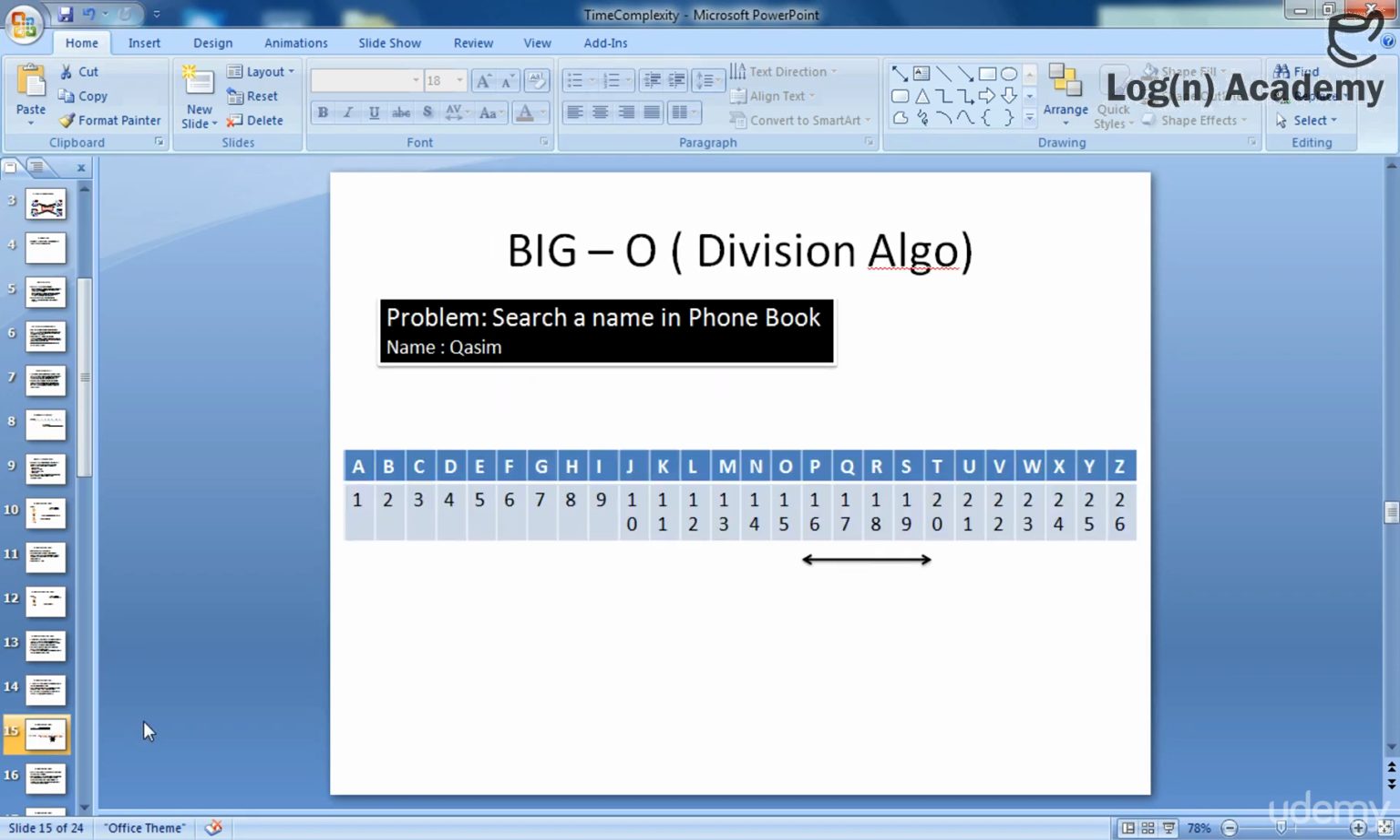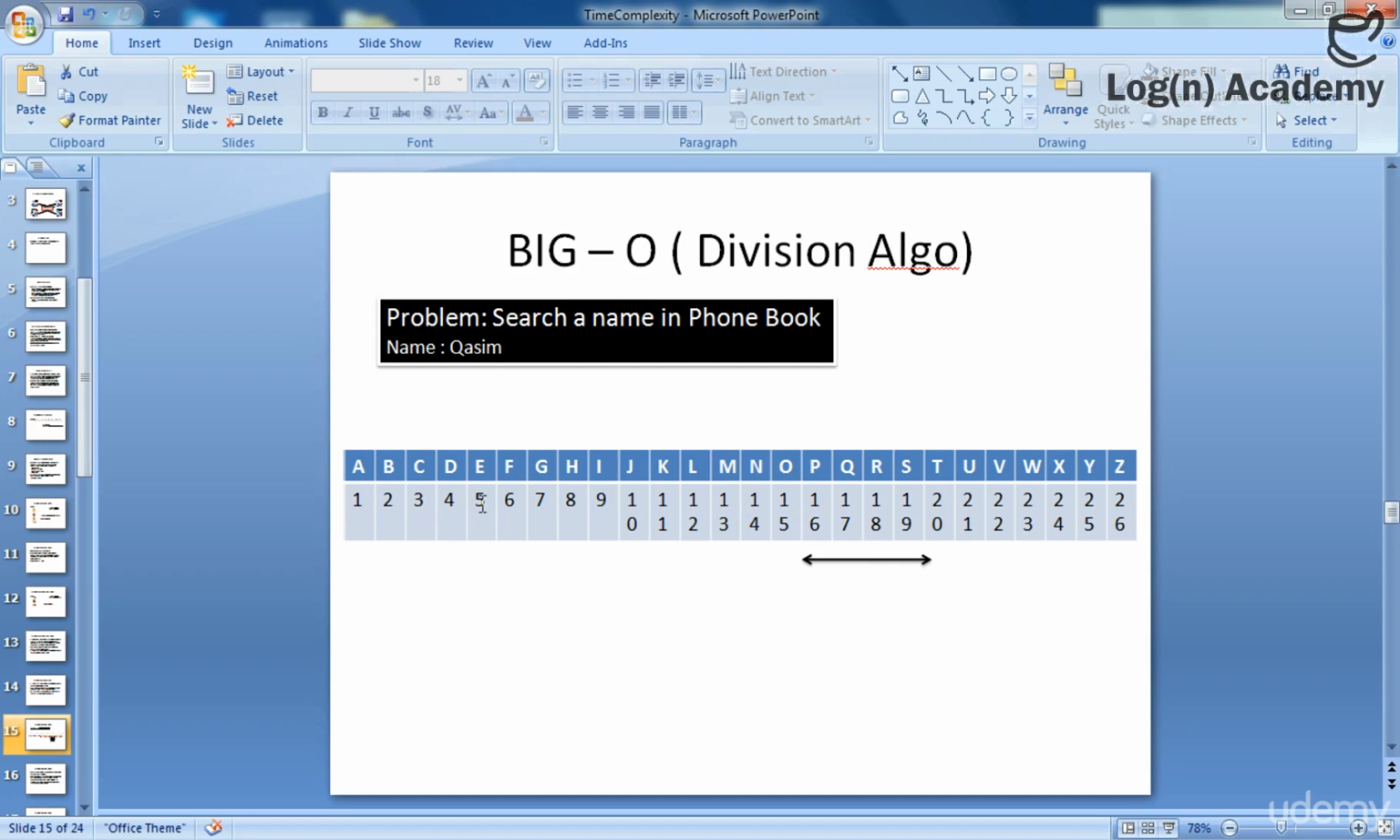Now let's come to the division. We have a problem, and what we are doing is we have a phone book, and we need to find a number by the name. The name of the person is Qasim, right? The name of the person is Qasim, and the phone book is sorted in alphabetical order. We know phone books are sorted using the alphabetical order.